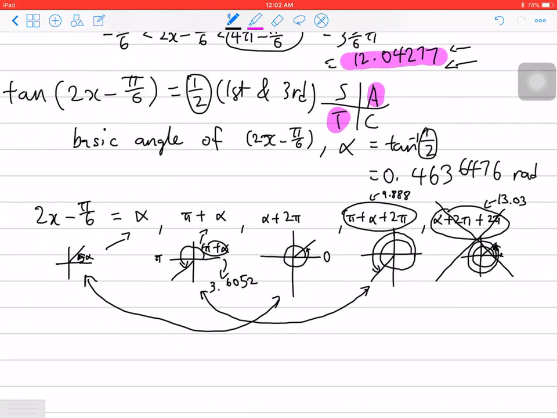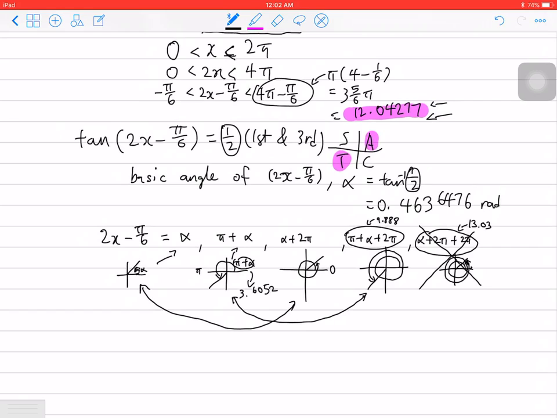So therefore, for this question, governing by the range we have four answers, which are alpha, pi plus alpha, alpha plus 2 pi, pi plus alpha plus 2 pi. But this question wants us to solve for x. All these values that we have, all these angles in radians, are the angle for how much the hyperbola is rotated, which is 2x minus pi. So now we proceed to find x.